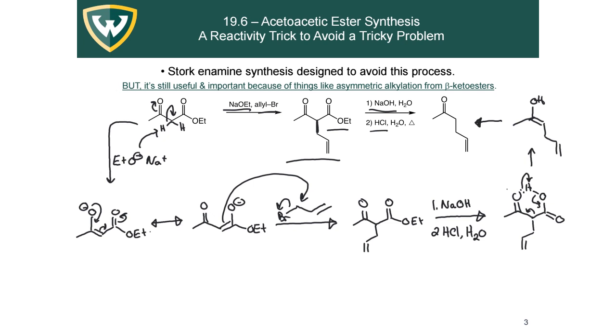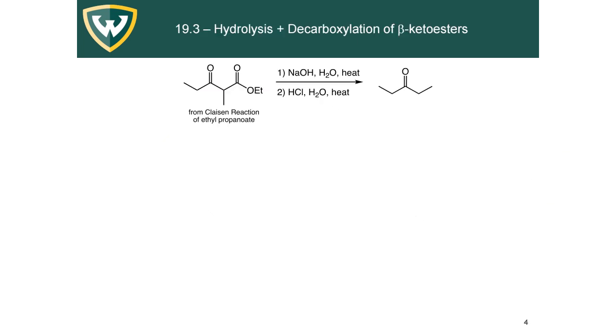The key advance here is that these acetoacetic esters are much more easily monoalkylated, or if you want, dialkylated. However, this comes at the cost of having to do multiple steps. And so the enamine synthesis is designed to avoid this process. And this is something that we'll talk about in a few slides. This hydrolysis and acidification sequence is also something that can be used to synthesize symmetric ketones from Claisen condensation reactions. And so here we have a starting material that could be synthesized through the Claisen reaction of ethyl propanoate. That would be this molecule here.